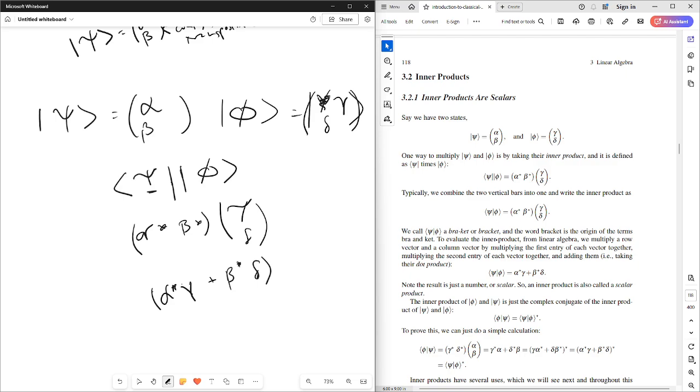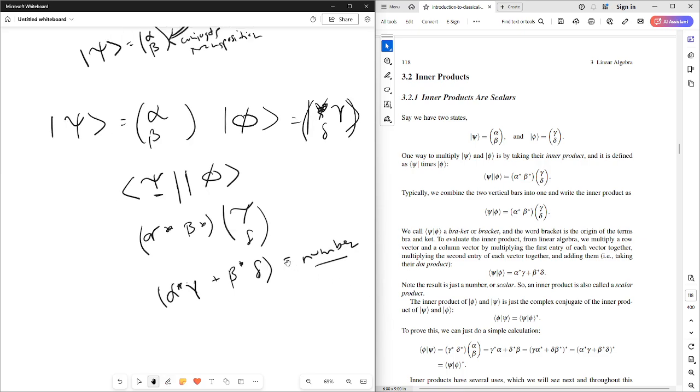And this is a scalar. So this just equals some number. We get an actual numerical result. So it's also a scalar product, since the product of psi and rho is a scalar product.